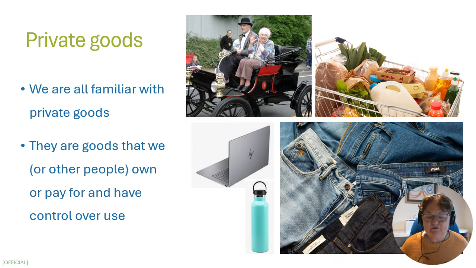So, private goods, we all know these things. It's our clothes, our food, our car, our house, the things that we buy, we pay for, we own, and we have exclusive control over. And businesses are very good at providing these kinds of goods because they have a price point and people can choose to buy them or not.